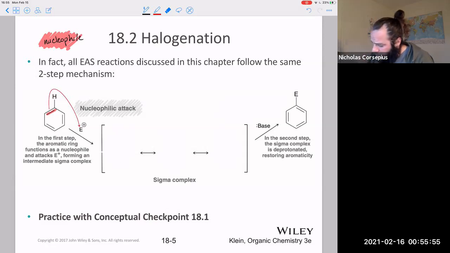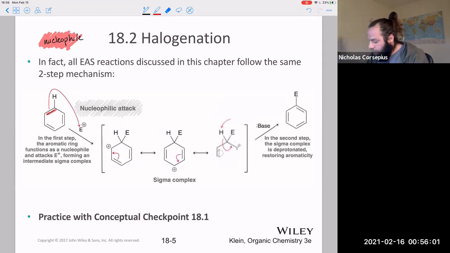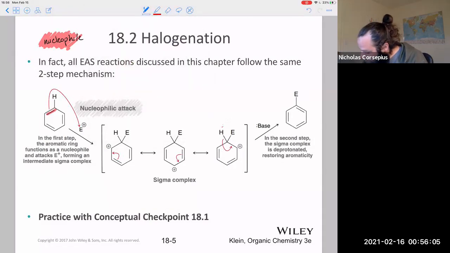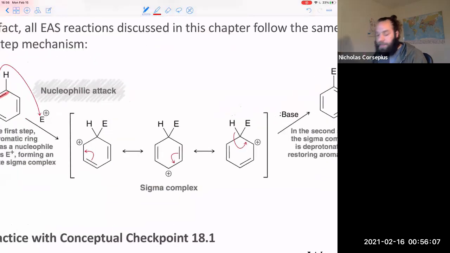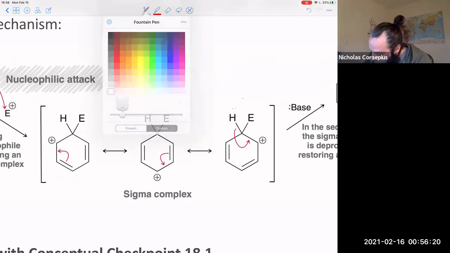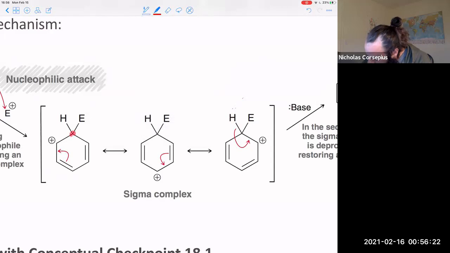This is going to form what's called a sigma complex, which is basically just a fancy way of saying that you have this carbocation here that's resonance stabilized, right? Because you have all these other conjugated double bonds. You have this positive charge that's going to be stabilized through resonance throughout that ring. Notice that here, this is my carbon that the electrophile attacked.